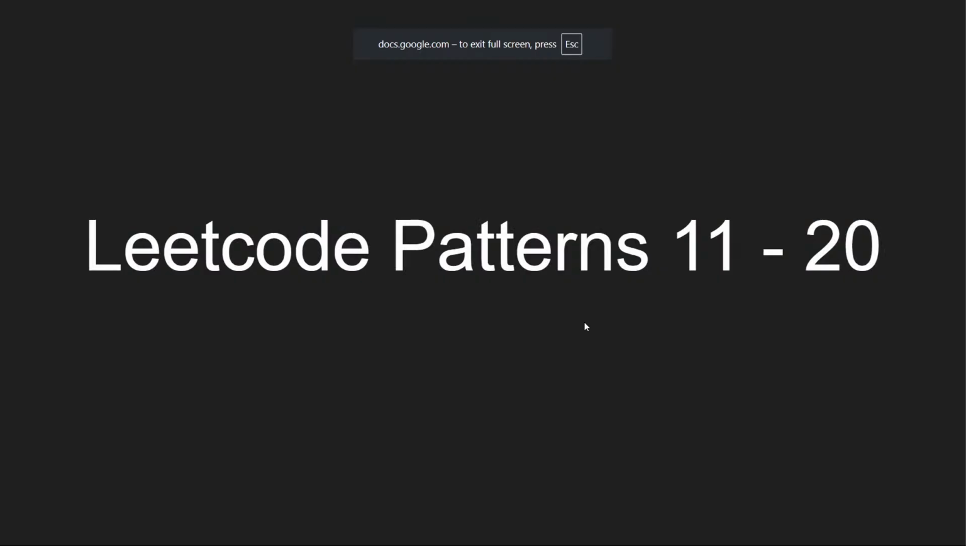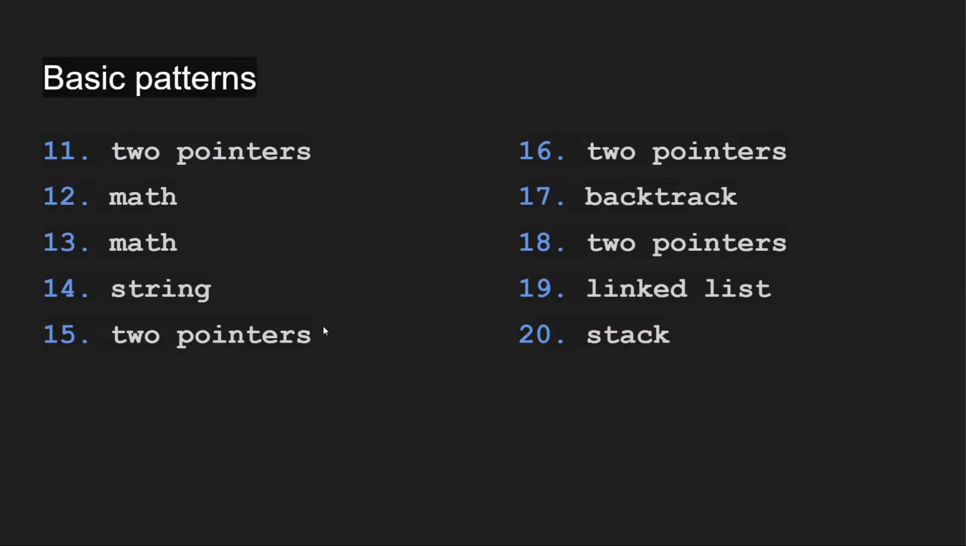Yeah, hello. So in this video, I'm gonna talk about Leetcode problems 11 to 20. From these 10 problems, we will learn some Leetcode patterns. For problem 11, we're gonna use two pointers, and for 12 and 13, it is a basic mathematical problem. We just need to understand how to turn Roman to integer or integer to Roman. And 14 is a very simple string problem.